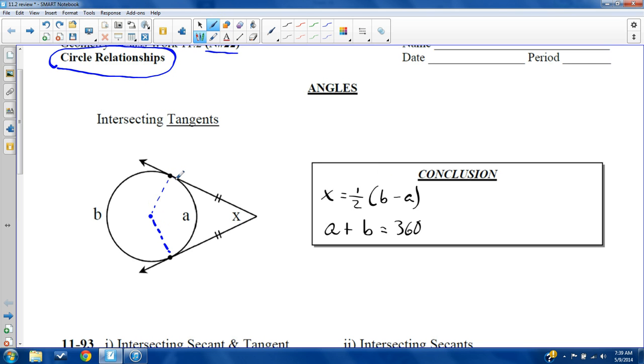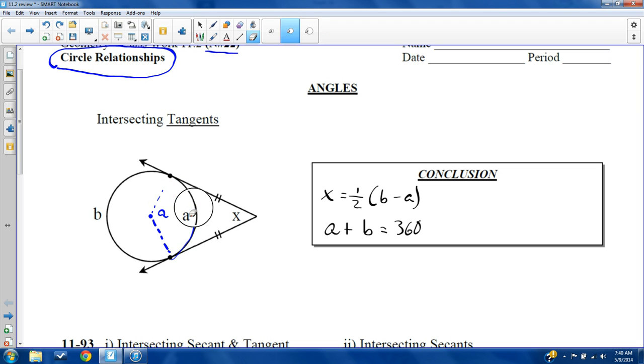My intercepted arc right here is the measure of A. A, as an intercepted arc of a central angle, has the same measure as its central angle. So if this is A right here, then the central angle is also A. I know I wrote a different lowercase a, but both of these are A degrees. Central angle, if this is 150 degrees, this is 150 degrees. So why does that matter?